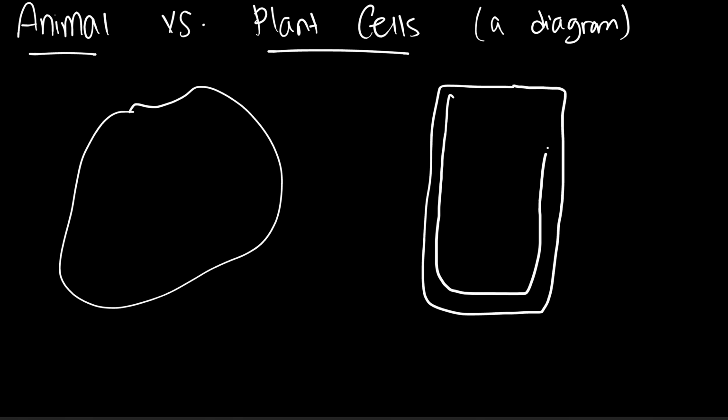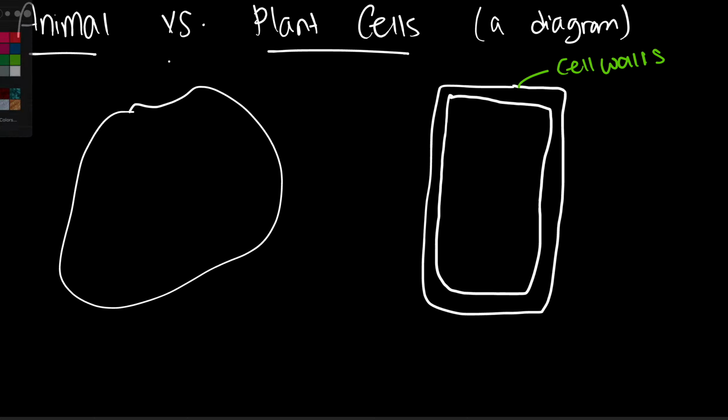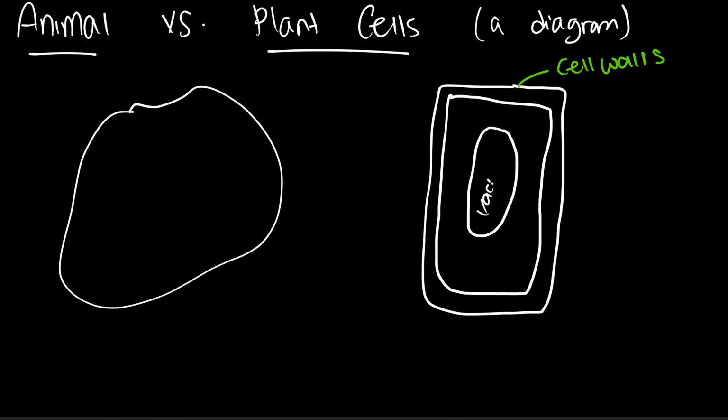By this point, you probably already know that things only in plant cells are labeled in green. Plant cells have cell walls, all right? Plant cells also have a huge permanent vacuole. So this is a vacuole.